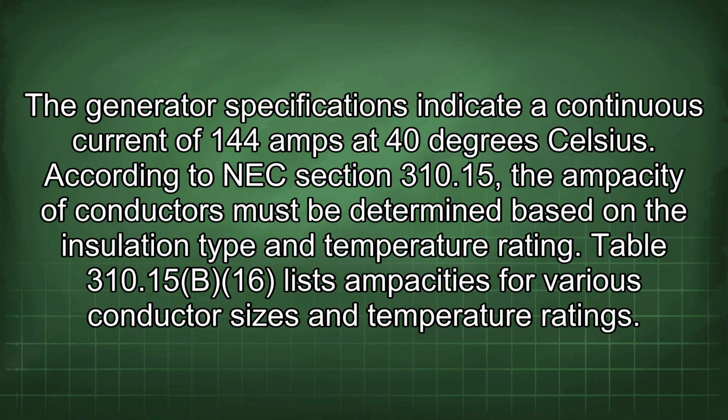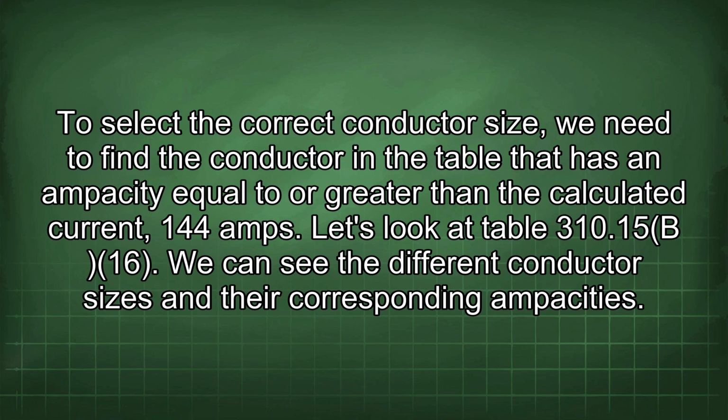Table 310.15(B)(16) lists ampacities for various conductor sizes and temperature ratings. To select the correct conductor size, we need to find the conductor in the table that has an ampacity equal to or greater than the calculated current, 144 amps. Let's look at Table 310.15(B)(16). We can see the different conductor sizes and their corresponding ampacities.